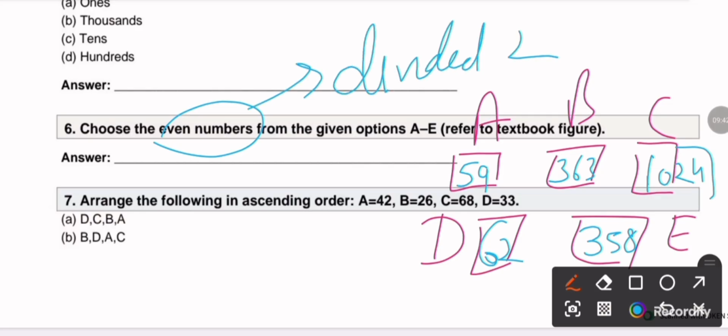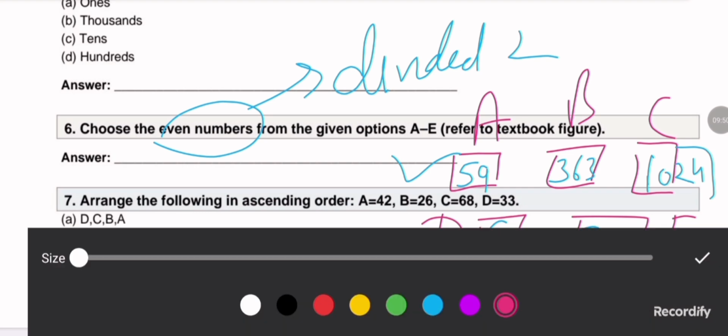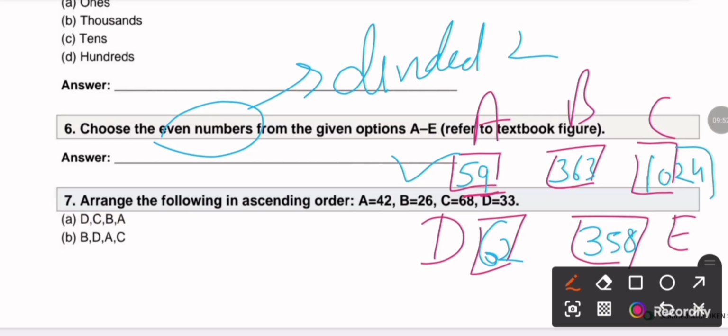Okay, so see the first number. See the last digit of this number. The last digit is 9. So 9 is not divisible by 2, so this is not an even number. This is an odd number. Go to the next. See the last digit of this number. This is 3. So 3 is not an even number. It's an odd number. Okay, so go to C.